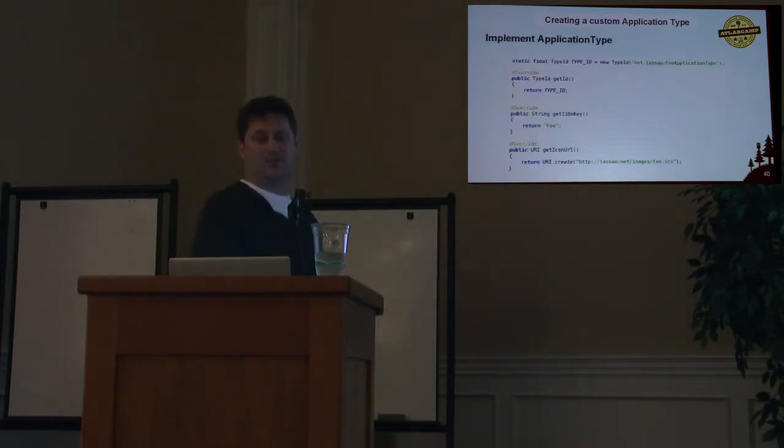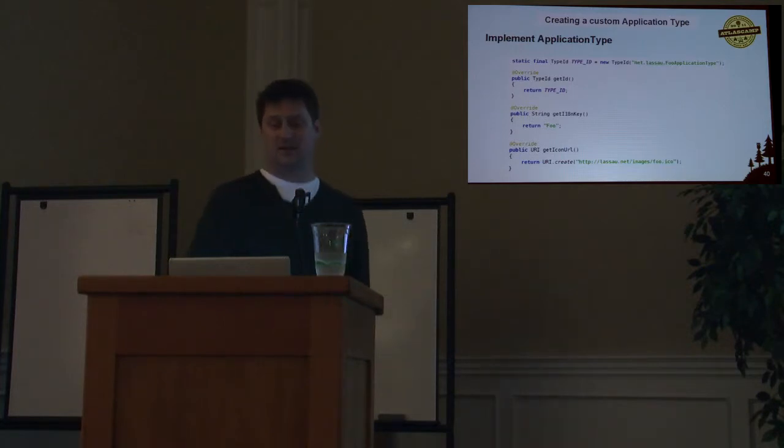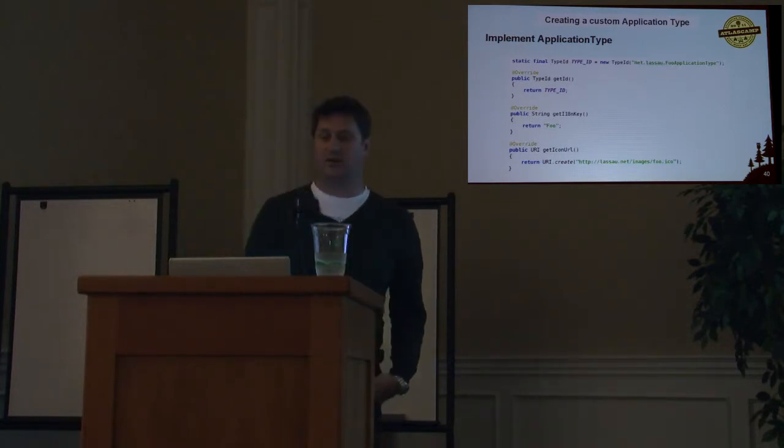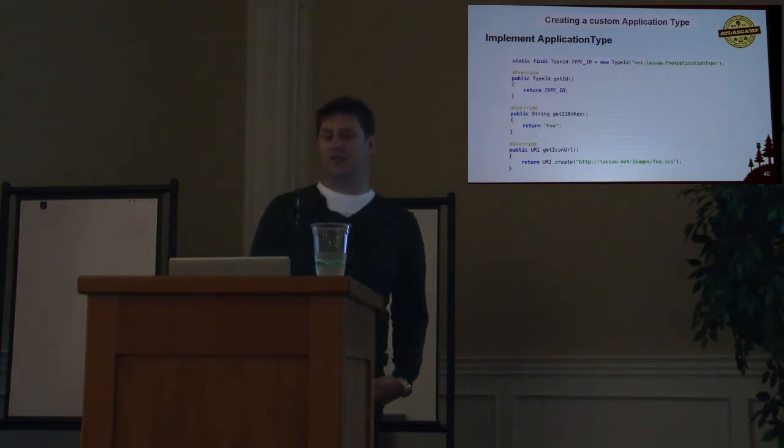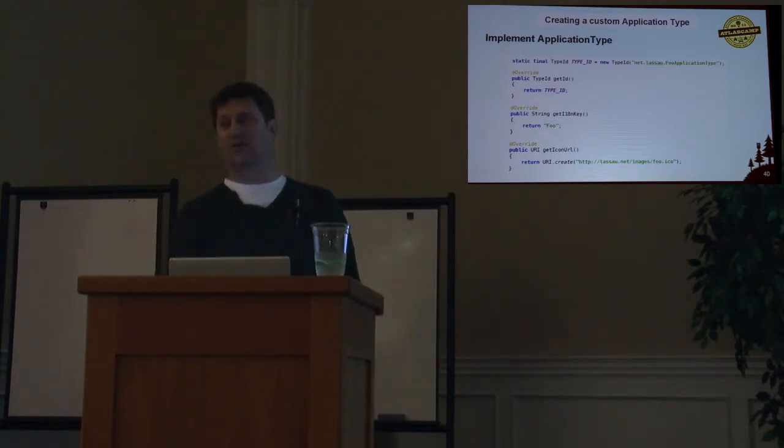The application type, pretty simple. You basically have a unique ID to identify your application type. You can put in an I18N key so you can have a nice name for it, and of course the icon URL so we can have our own icon.